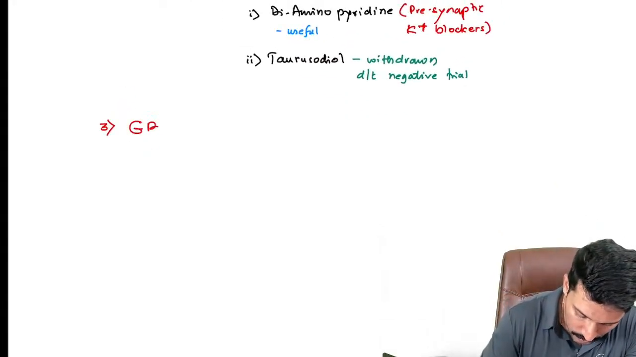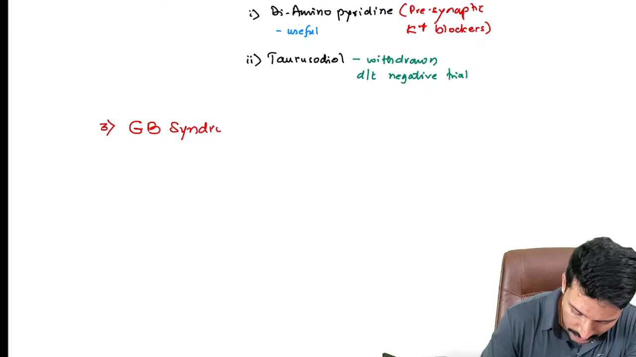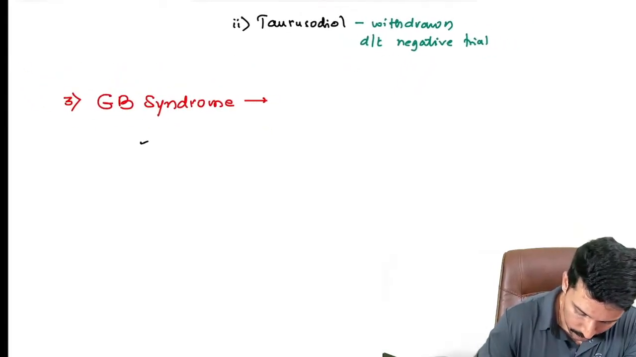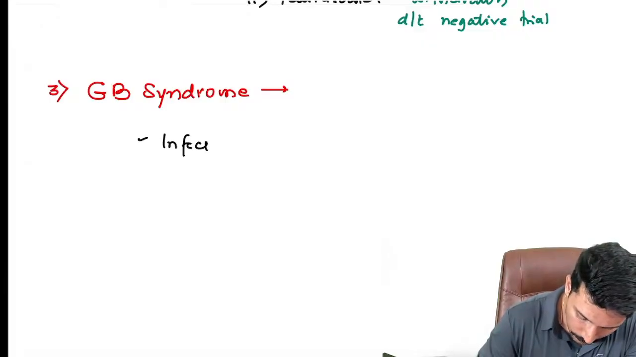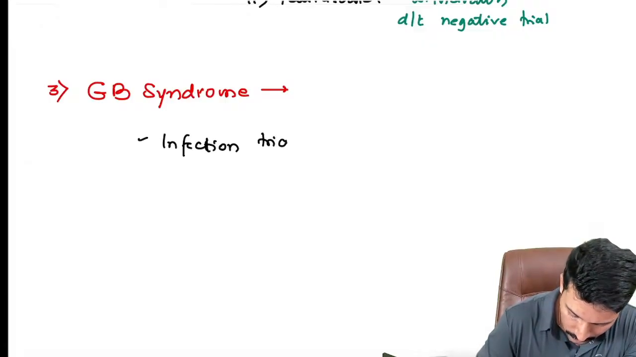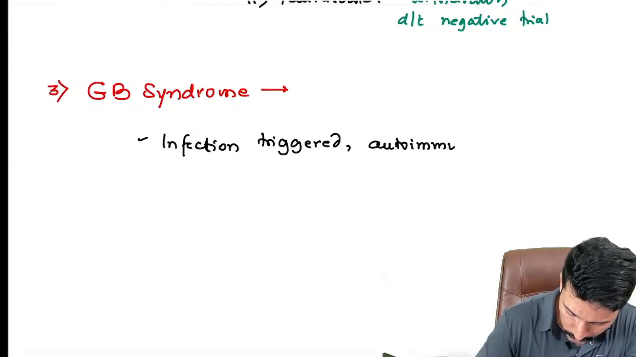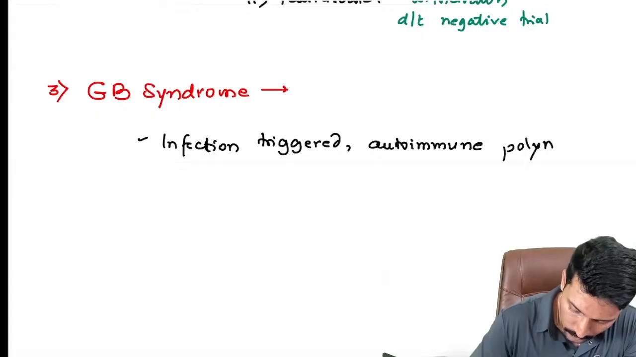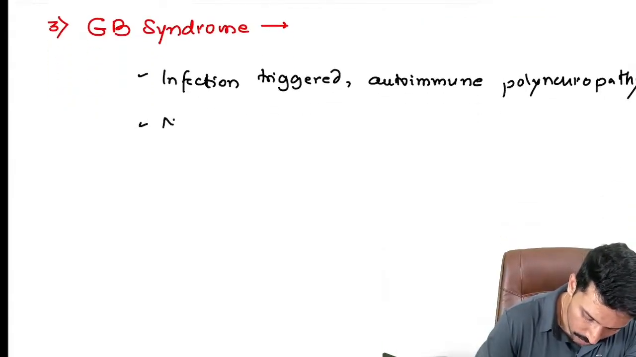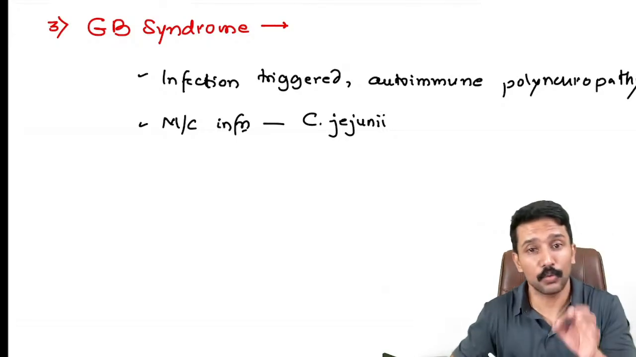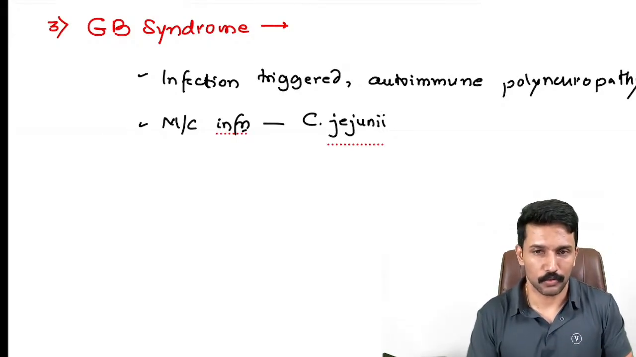So what is this GB syndrome? GB syndrome is an acute post-infectious polyneuropathy, right? It's an infection-triggered autoimmune polyneuropathy. And when we are talking about infections, of course, there comes the question, most common infection. Most common infection is Campylobacter jejuni. But any infection may be responsible, including vaccines, can trigger GB syndrome.